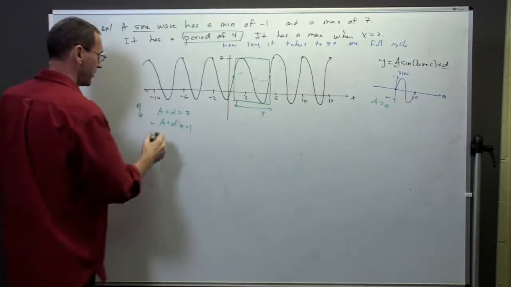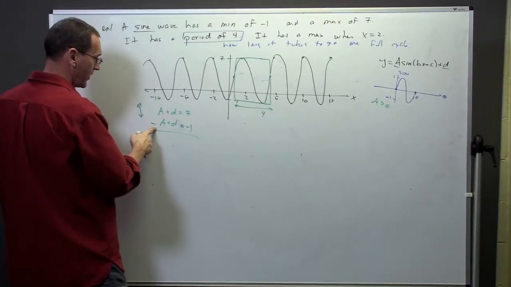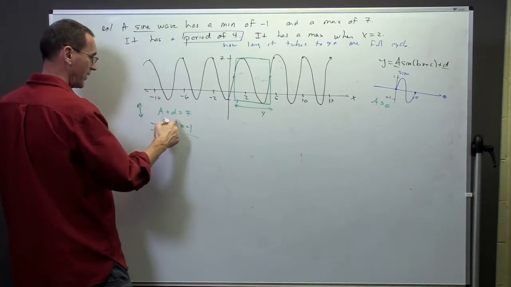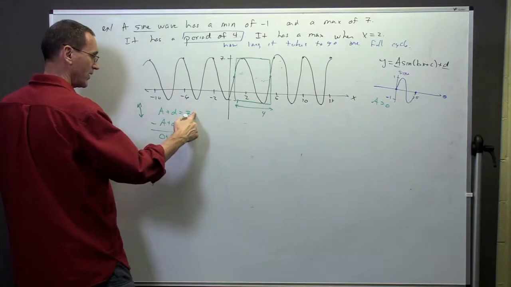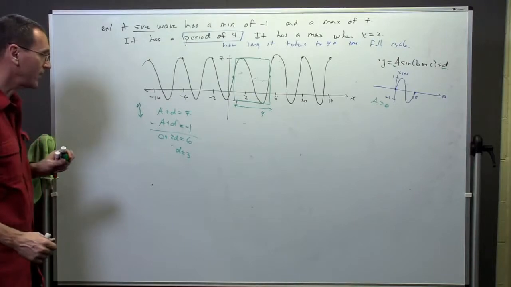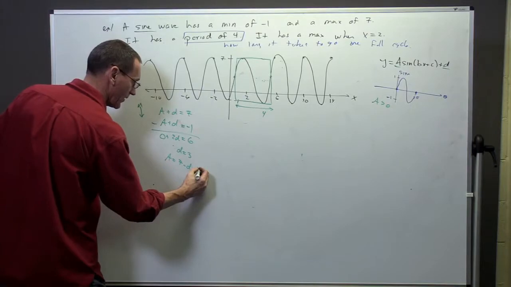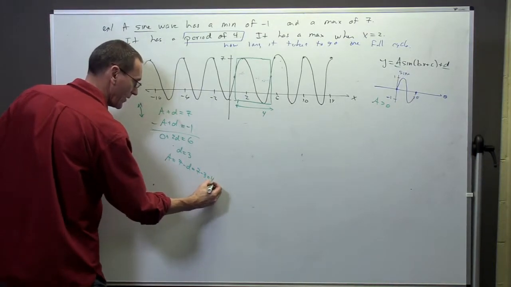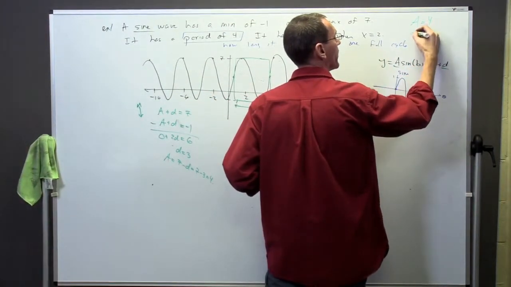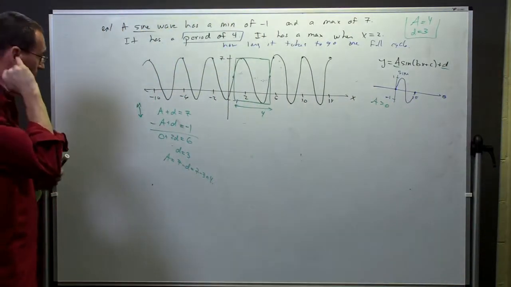Okay, so now notice here I've got two equations, two unknowns. If I add this equation to this one, I get A plus a negative A is 0, D plus D is 2D, 7 plus negative 1 is 6, so my D is 3. What's A? A is going to be 7 minus D, so 7 minus 3 is 4. Okay, so now I know that A equals 4, D equals 3. Let's keep that in the background.